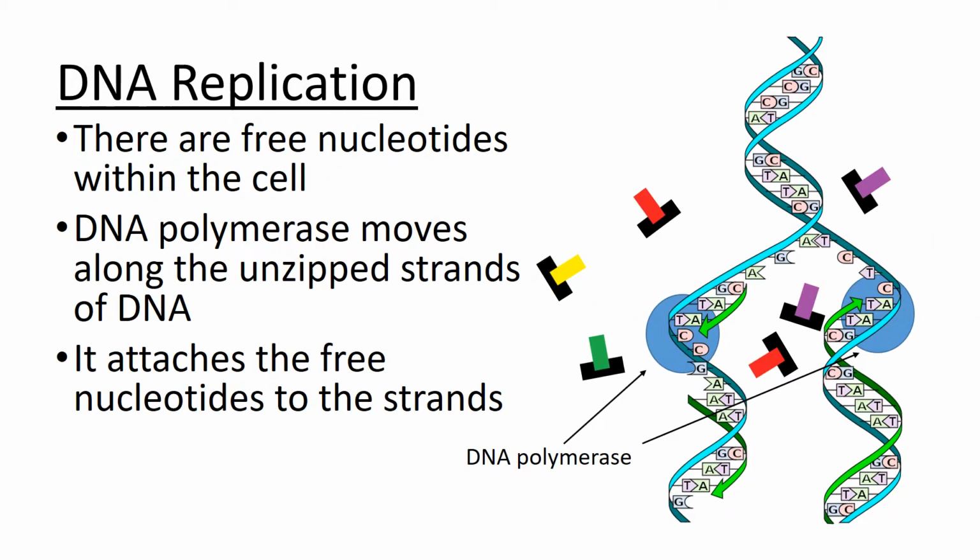There are free nucleotides within the cell. So here's one, here's another. By free, I mean they're not combined with each other. Notice these are all nucleotides here too. We have guanine here, we have cytosine here, but these nucleotides aren't combined yet. DNA polymerase moves along the unzipped strands of DNA. So here's our DNA polymerase. We have our arrows leading to the DNA polymerase here. What it does is it attaches the free nucleotides to the strands.